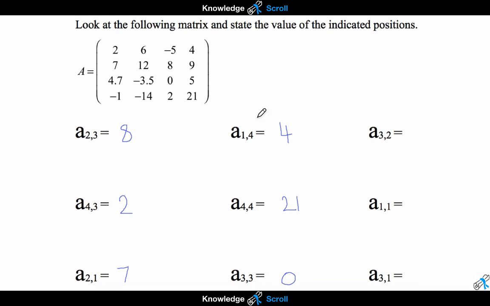A32 should be the number in the third row, second column. Therefore, it will be the number -3.5. A11 will be 2 again, and A31, third row, first column, will be the number 4.7.